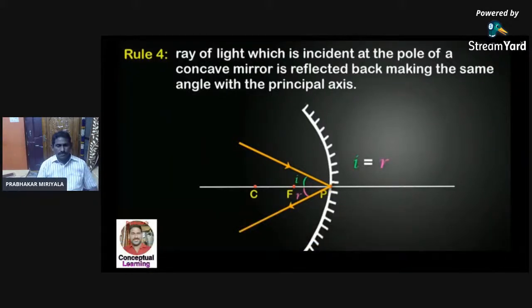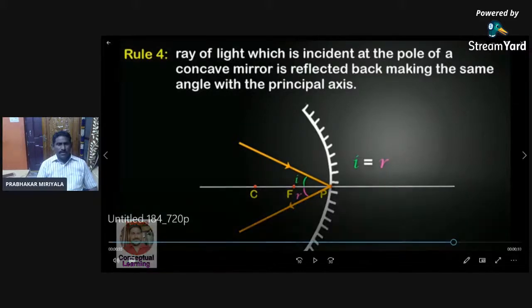It looks like a plane mirror type of diagram since the principal axis is like the normal here. So here this principal axis is passing through center of curvature. Center of curvature is nothing but normal. Hence the principal axis acts as a normal.